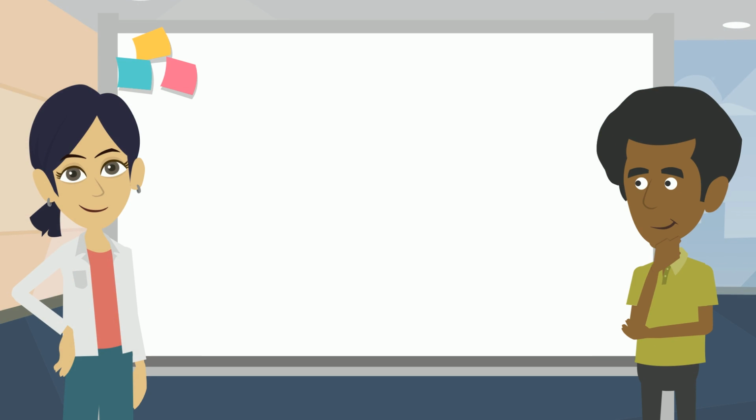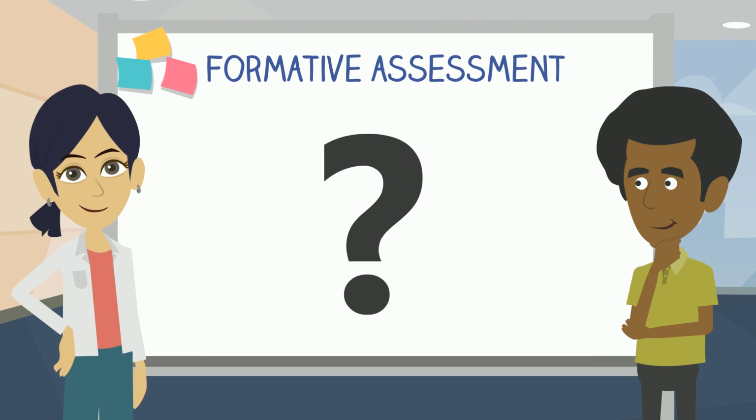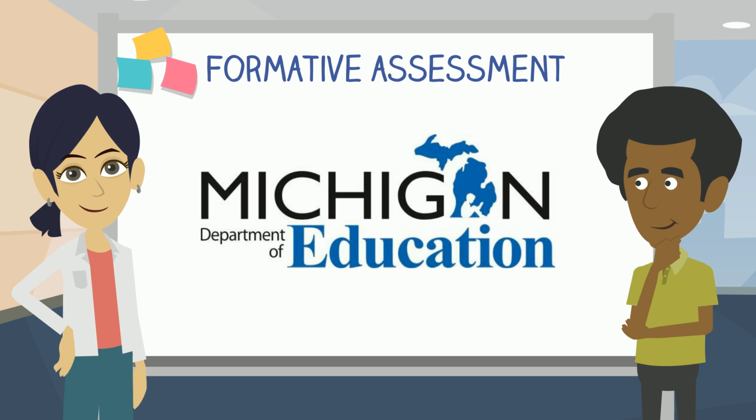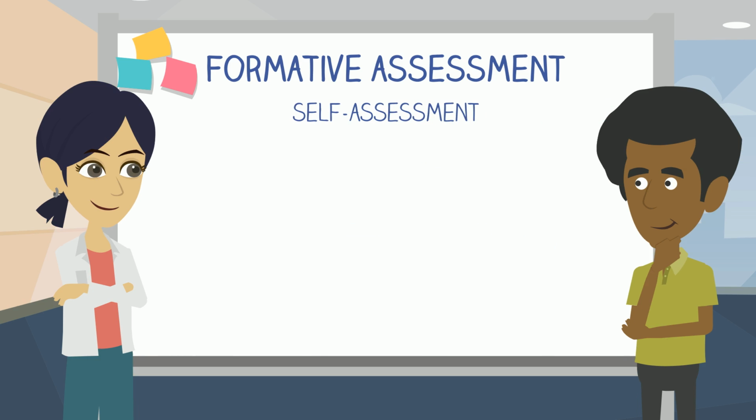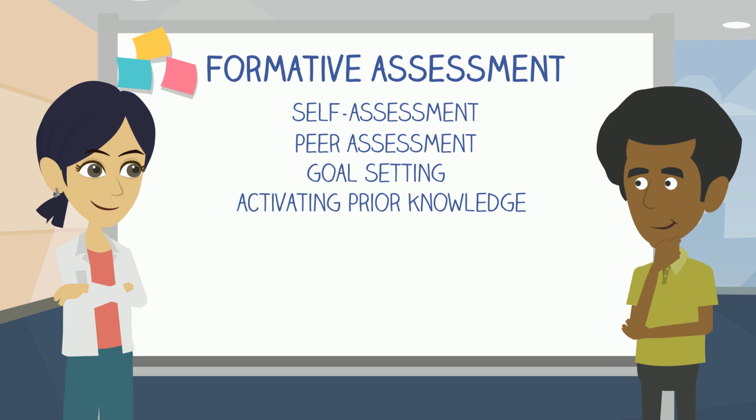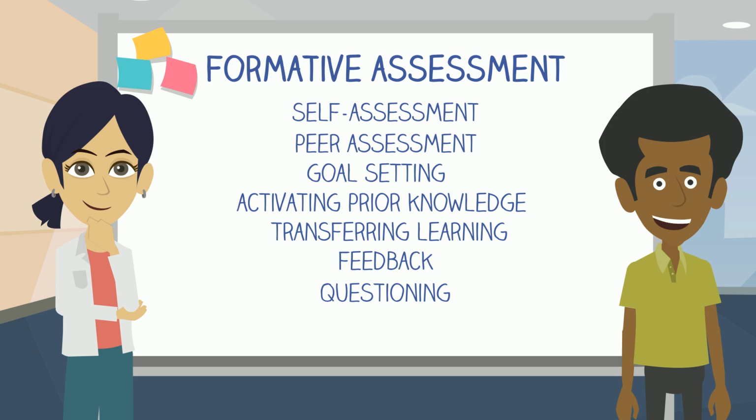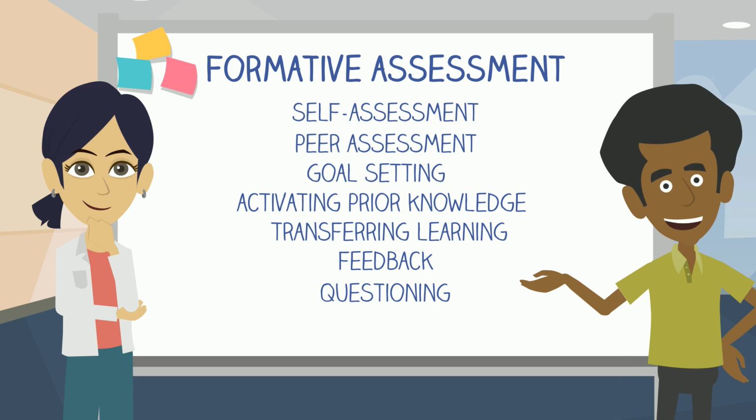Now that you can see the advantages to implementing the formative assessment process, how do you do it? To help you implement the formative assessment process, the Michigan Department of Education has adopted 7 strategies. These strategies include self-assessment, peer assessment, goal setting, activating prior knowledge, transferring learning beyond the classroom, feedback, and questioning. The rest of the course will provide information about these strategies as well as a few technology tools that are used in the field to implement the various strategies.